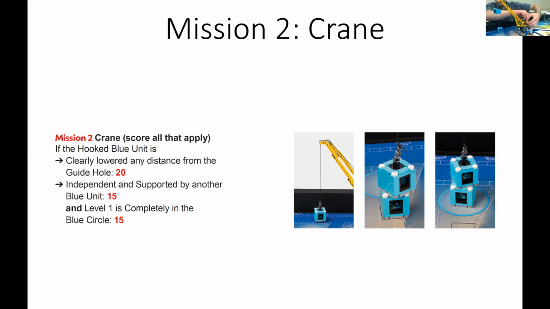Another way of doing this would be if it starts in this position. Let's check that it's engaged. Okay. If I pull this all the way toward me, or toward the south side of the table, and push this, that would also qualify as independent. So you get an extra 15 points. You get 20 points for lowering and 15 points for being independent and supported.